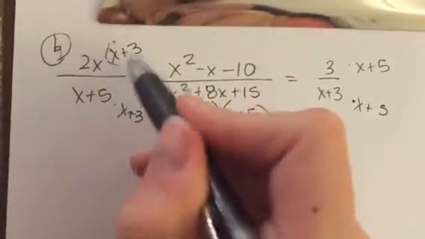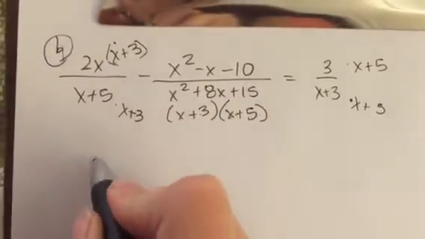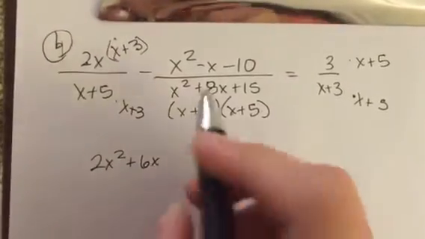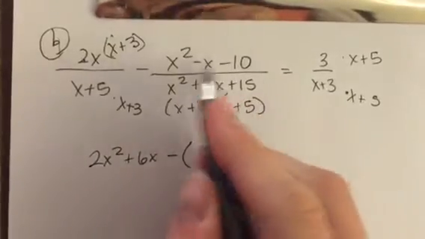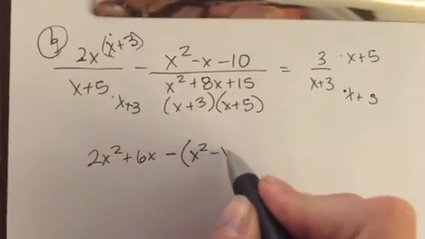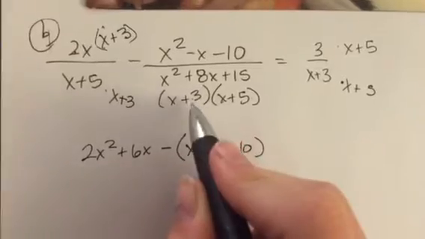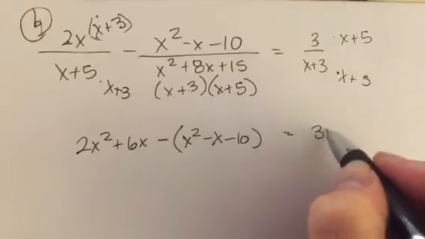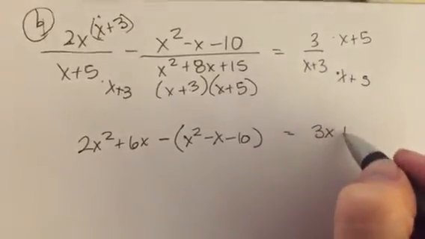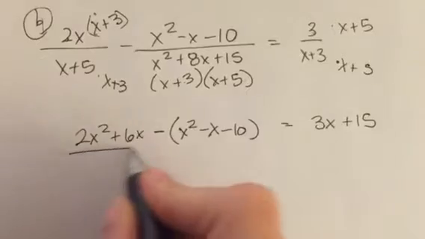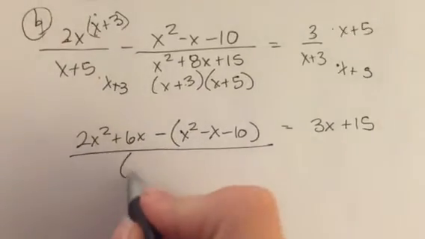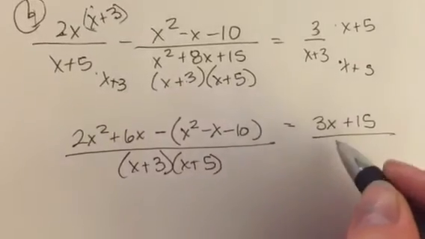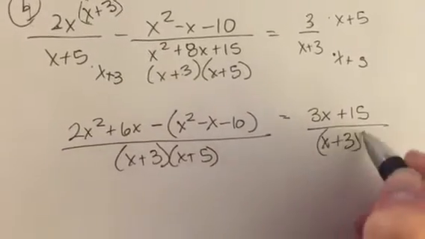I'm going to do my 2x times x is 2x squared. 2x times 3 is plus 6x minus this whole thing here. Right, I didn't have to change this at all because my denominator was already there. And then I still have my equals 3 times x, which is 3x, and 3 times 5, which is positive 15. Right, I still have my common denominator, which is x plus 3 times x plus 5, which is what I have right here, x plus 3 times x plus 5.